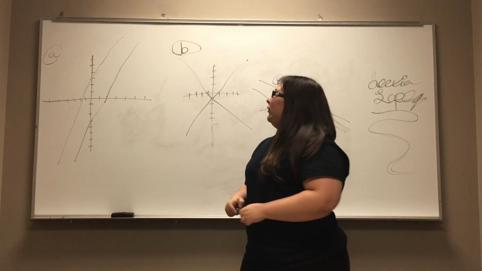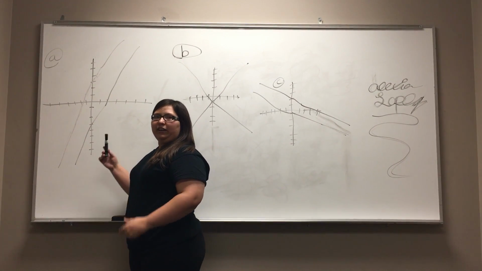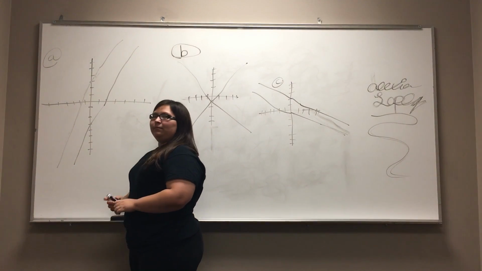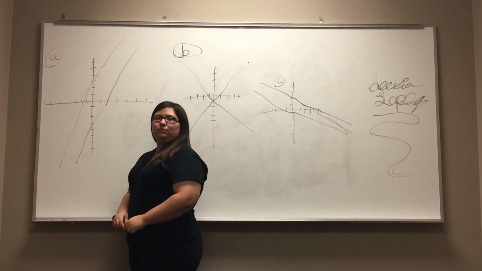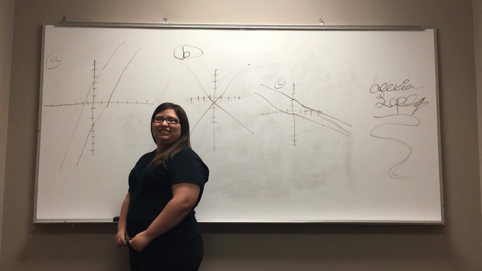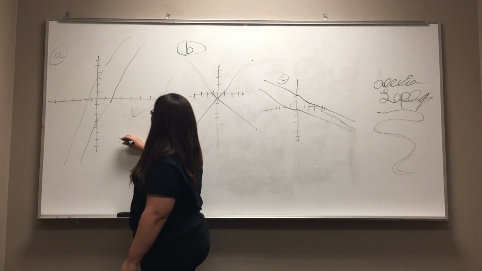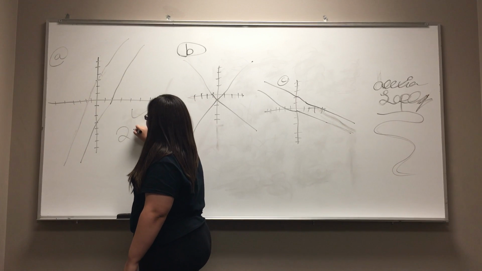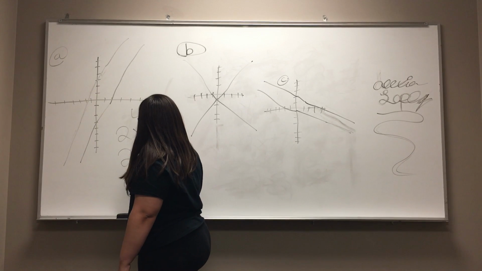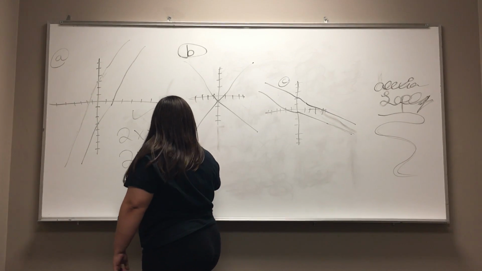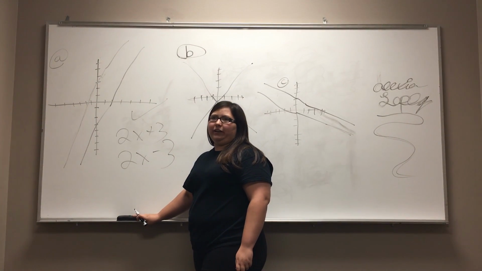Okay, we're going to number A. Is this parallel or perpendicular? Great job. It is parallel. It is 2x plus 3, 2x minus 3. Does anyone know the reason why this is parallel?